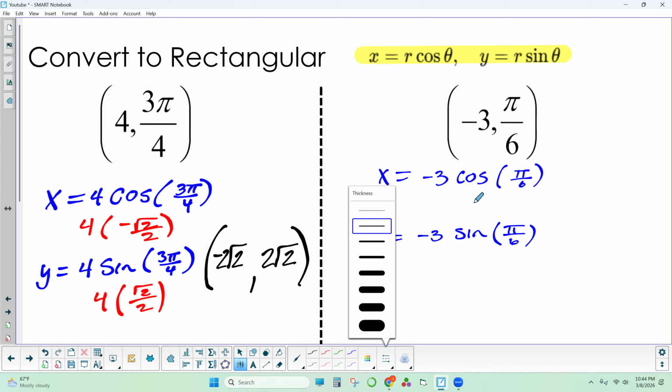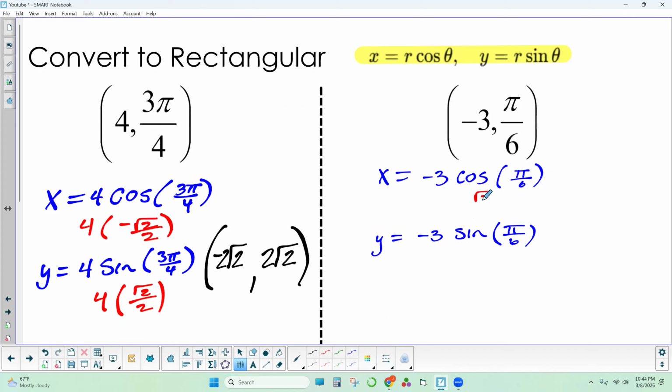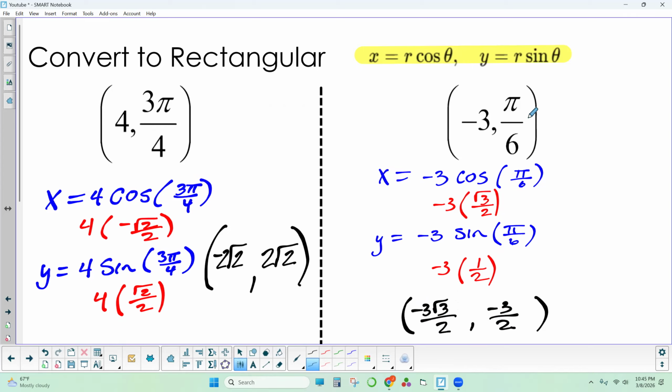So cosine of pi over 6 is square root of 3 over 2, and x is positive, and that is in quadrant 1, times -3. And sine of pi over 6 is positive 1/2. All right, so we can multiply these together, and we will get -3 root 3 over 2 and -3 over 2.